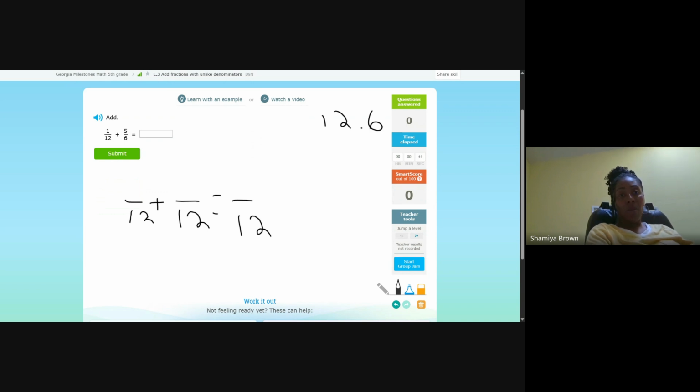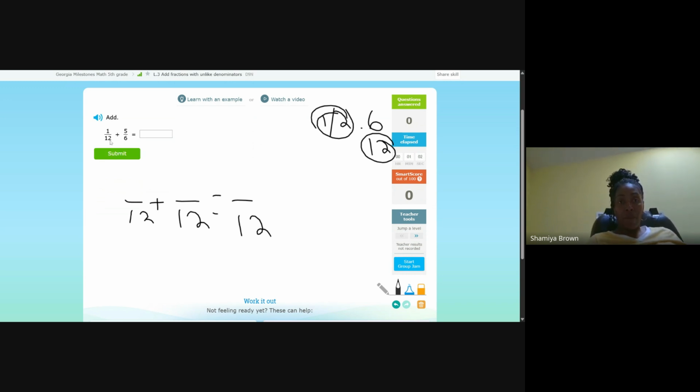If I list my multiples for 12, well, I'll list my multiples for 6 first. I'll start with the smallest number. So 6, then 12 is going to be my next multiple of 6. So that's how I know 12 is what they have in common. So that's going to be my common denominator, my least common denominator.